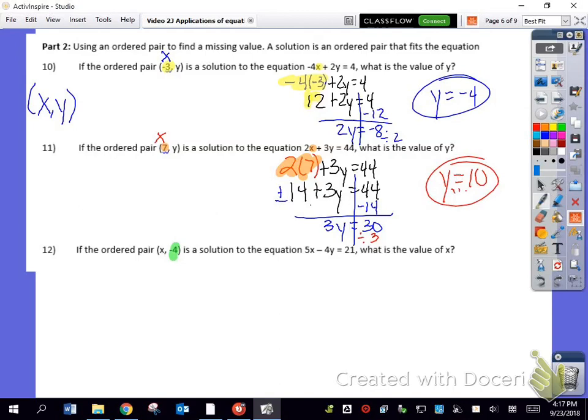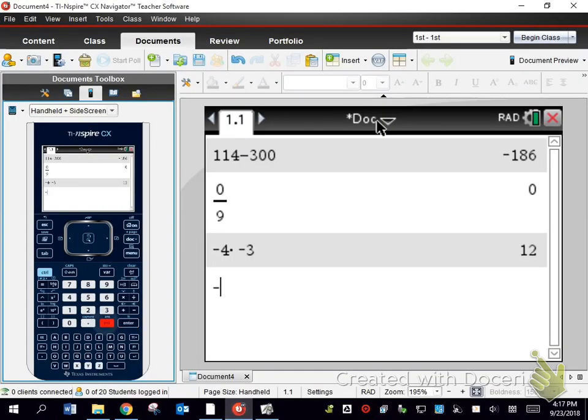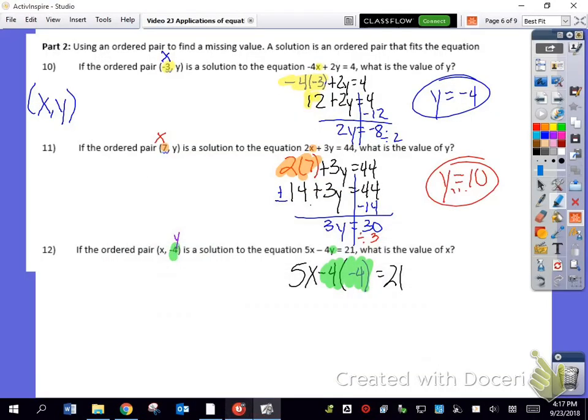-4 is in the second spot. Well, the second spot is a y. So this time it goes in the y spot. So I'm going to bring down 5x minus 4 parentheses, but instead of y, I'm going to put -4. And then I'm going to bring down the equals 21. So I'm going to do -4 times -4. Make sure you capture the sign. -4 parentheses -4, you get positive 16. So when I bring it down, 5x, I'm going to say plus 16 since it was positive.